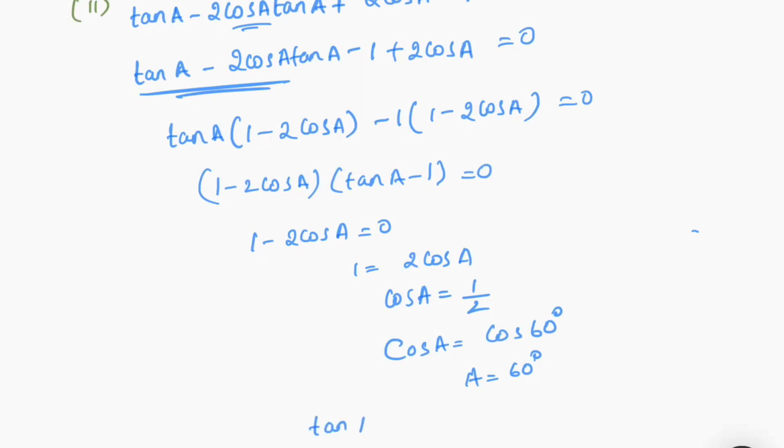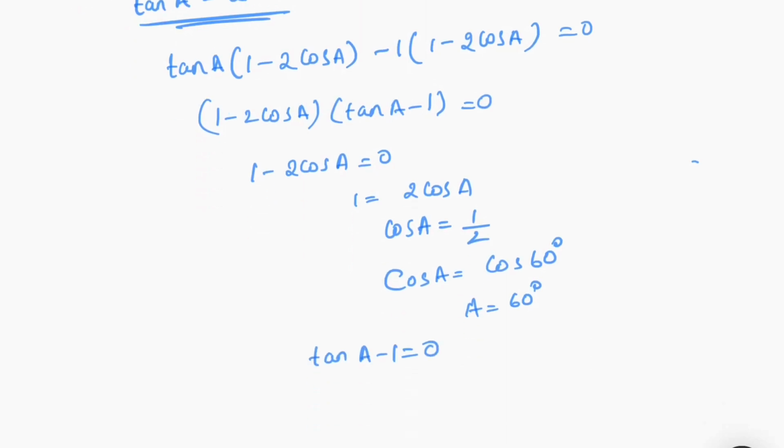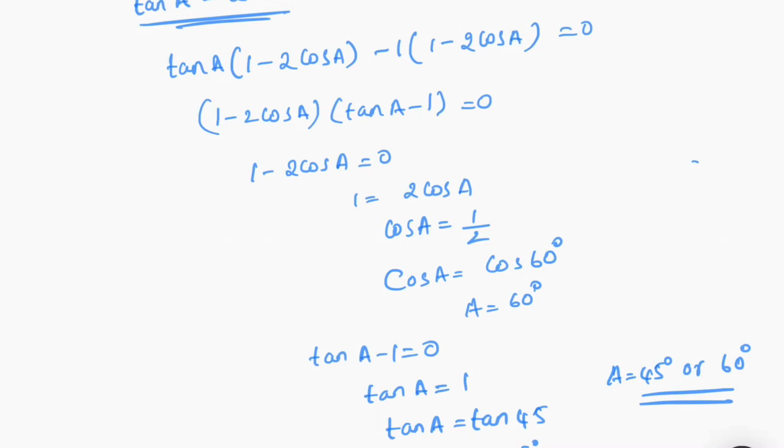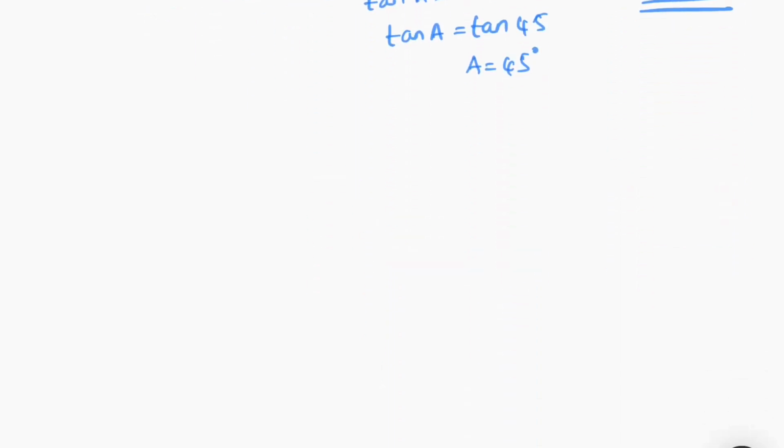Similar way, tan A minus 1 equal to 0. Tan A equal to 1. So which value? Tan A equal to tan 45. So A is equal to 45 degree. So A is equal to 45 degree or 60 degree. Okay. So this is how you solve the 11th main. Okay. Do the rest of the 2 questions as homework.